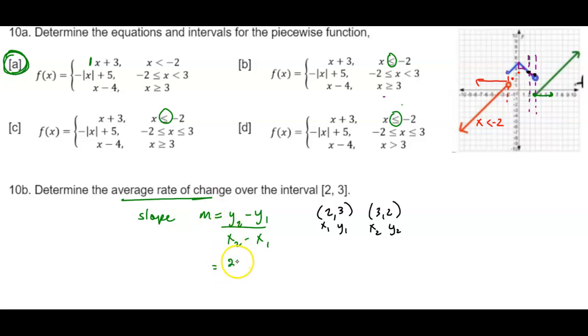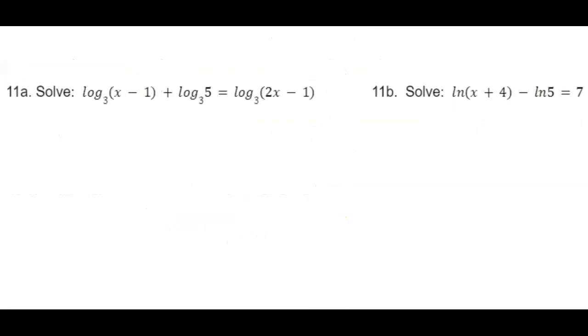So y2 is 2, minus y1, which is 3, over x2, which we're saying is 3, minus x1, which is 2. That gives me -1 over 1, which is in fact -1. So in either case, whether you count it or whether you put it into the formula, you're getting that the average rate of change between the interval of 2 to 3, that piece number 2, is -1.